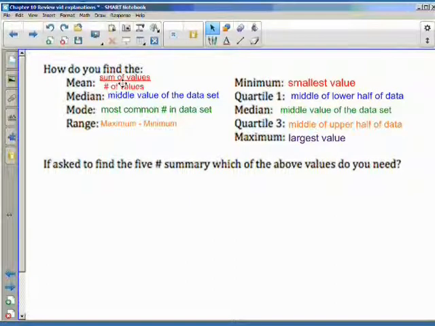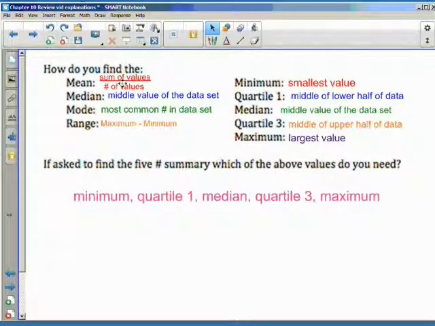All right, if asked to find the 5-number summary, which of the above values do you need? We would need the minimum, quartile 1, median, quartile 3, and the maximum.